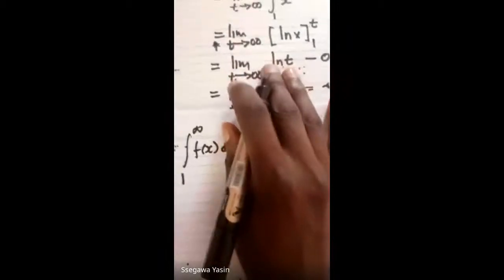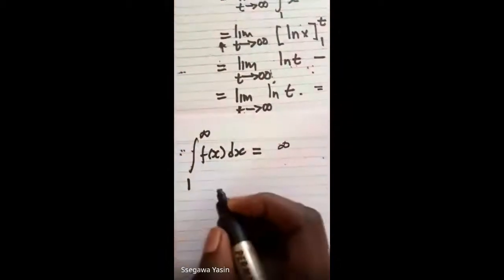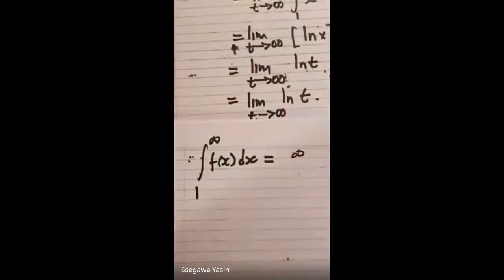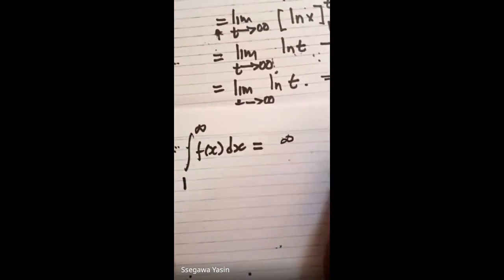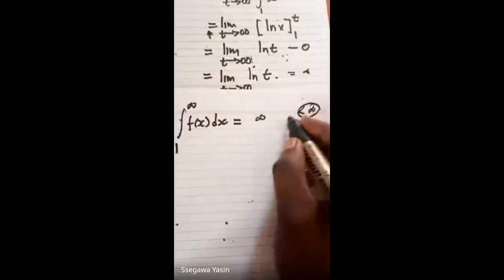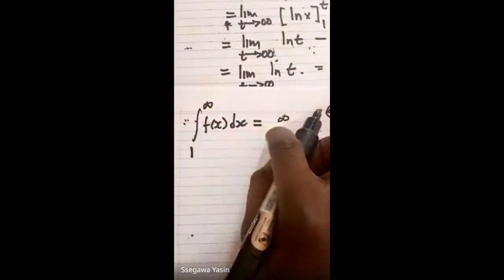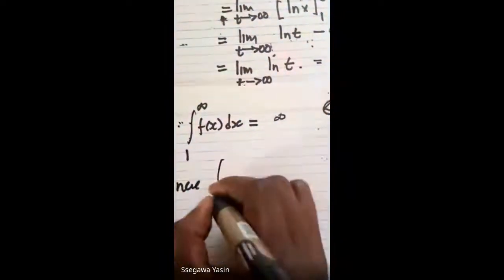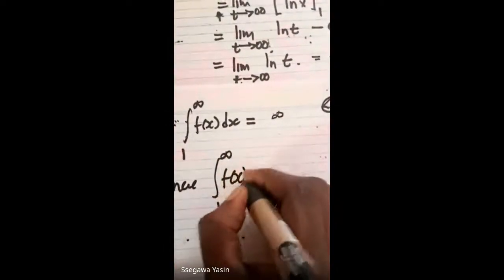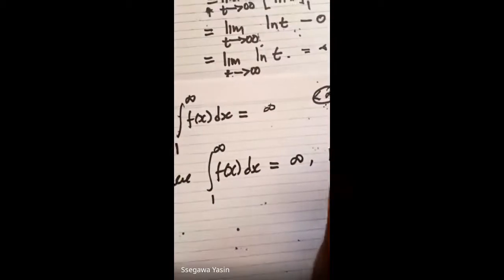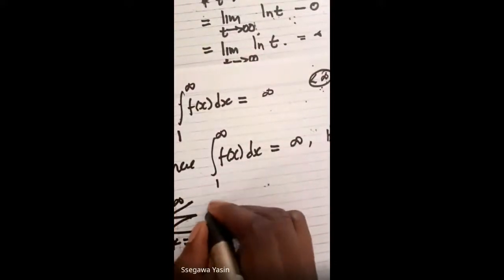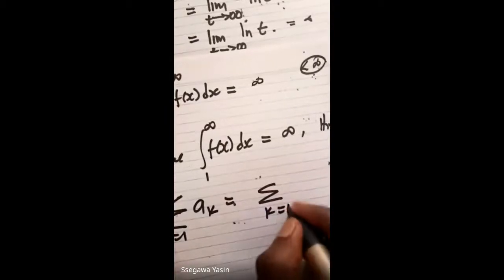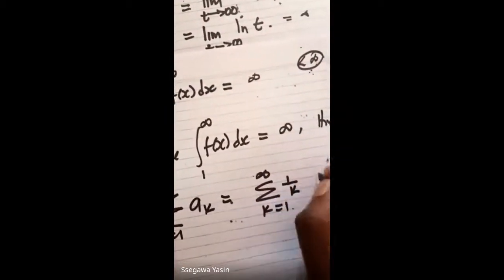Now you look here. We said that if this one exists, and what does it mean to exist? It should be less than infinity. But this one here already is infinity, because we said if this one is less than infinity, then we say that it exists. So we say that this one diverges. This is enough to show that it diverges. Since the integral from 1 to infinity of f of x dx equals infinity, then our series, the sum from k equals 1 to infinity of a_k, which is the same as the sum from k equals 1 to infinity of 1 over k, diverges.